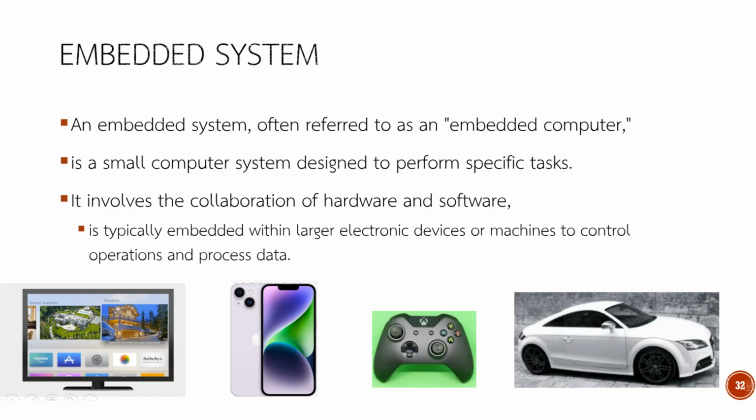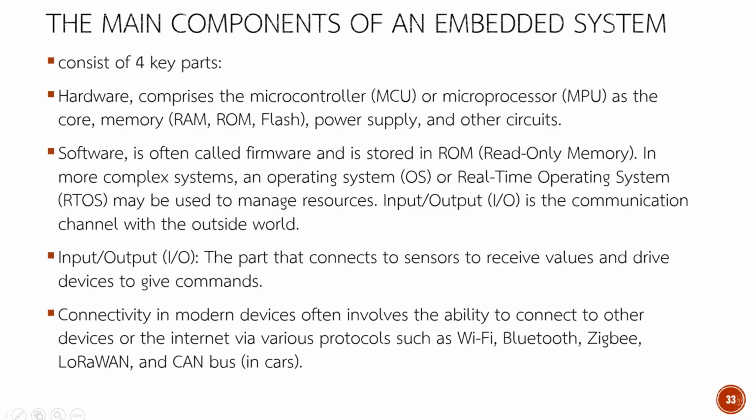An embedded system, often referred to as an embedded computer, is a small computer system designed to perform specific tasks. It involves the collaboration of hardware and software, and is typically embedded within larger electronic devices or machines to control operations and process data. The main components of an embedded system consist of four key parts.